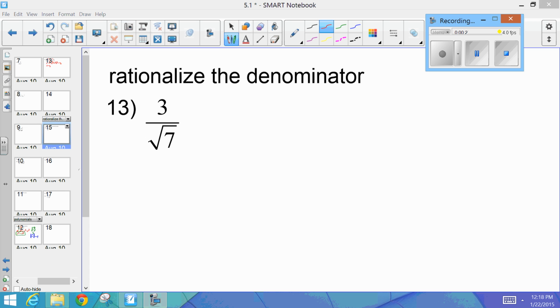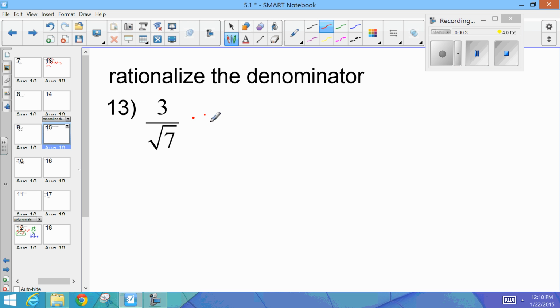What we're going to do is multiply both top and bottom by whatever radical is in the denominator. So in this case, the radical in the denominator is radical 7. So I'm going to multiply both top and bottom by radical 7. Doing this does not change the value of that fraction because anything divided by itself is 1. So I'm just multiplying by 1. This does not change the value, but it does change its form.